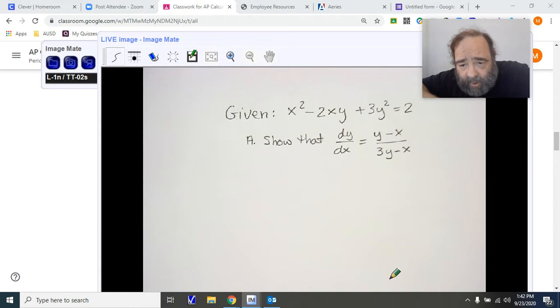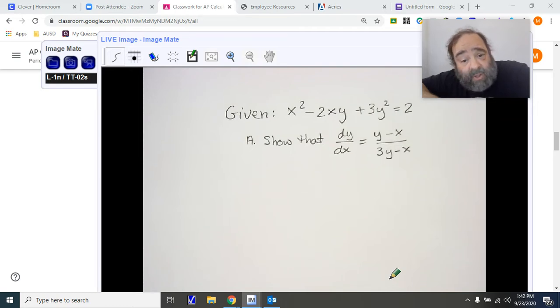Now, the first question that we're going to look at is to show what a derivative should be. You'll notice they're giving you the function x squared minus 2xy plus 3y squared equaling 2. Their goal is to ask you to show that dy dx is equal to y minus x over 3y minus x. Now you might ask, why are they giving us the answer?